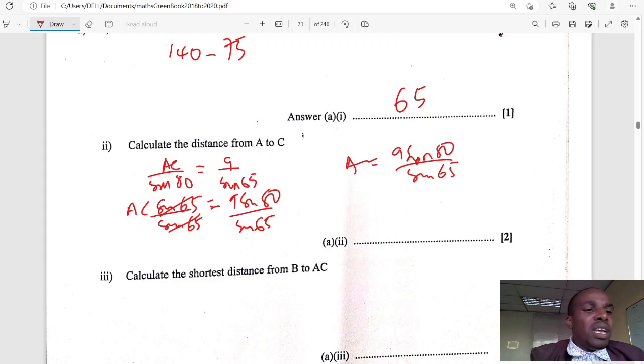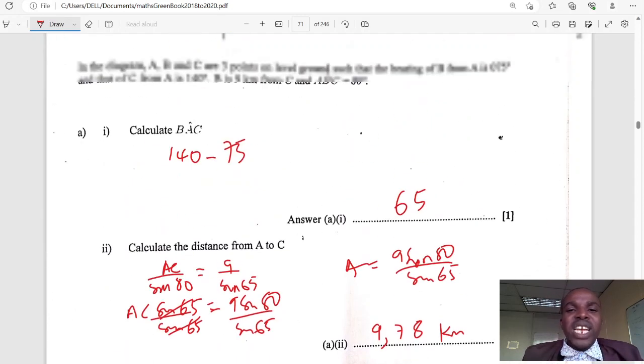Then find your calculator. Make sure your calculator is in degrees mode. It's 9 sine 80 divided by sine 65. Then you get 9.78, and these are kilometers. Done. Then next, calculate the shortest distance from B to AC.